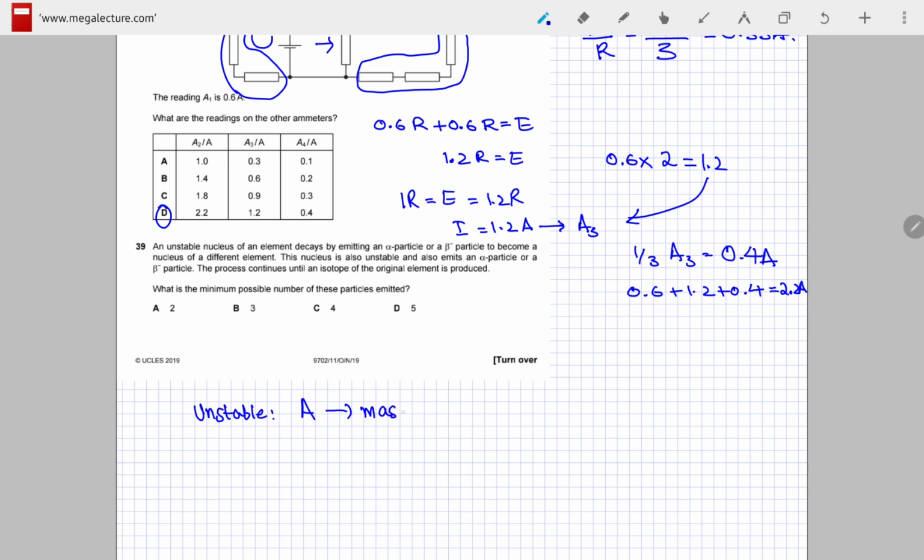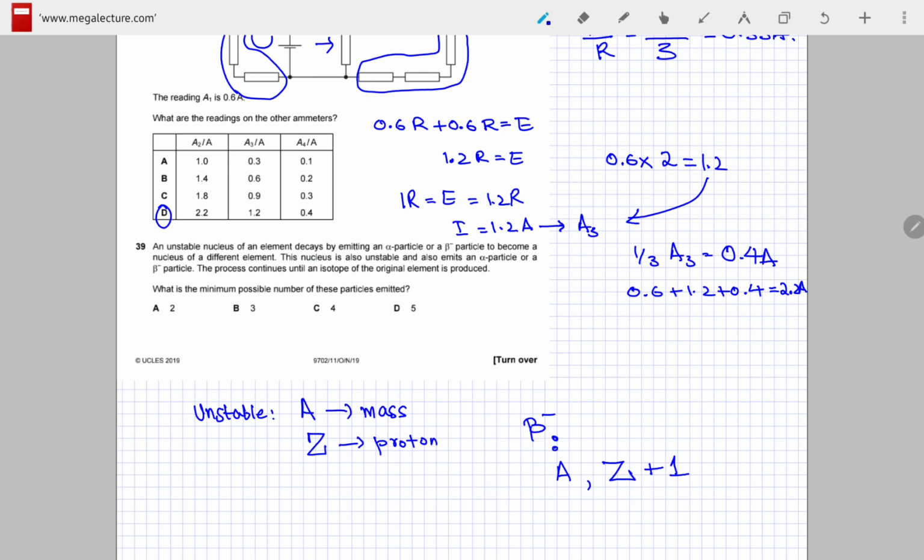This is the mass number, and it has some proton number Z. Now, the first possible reaction is that the nucleus will emit a beta particle and become a nucleus of a different element. The resulting nucleus would have the same mass number and an increase of 1 in proton number, because it's a beta minus decay. So A remains the same from this decay and Z gets an increment of 1.